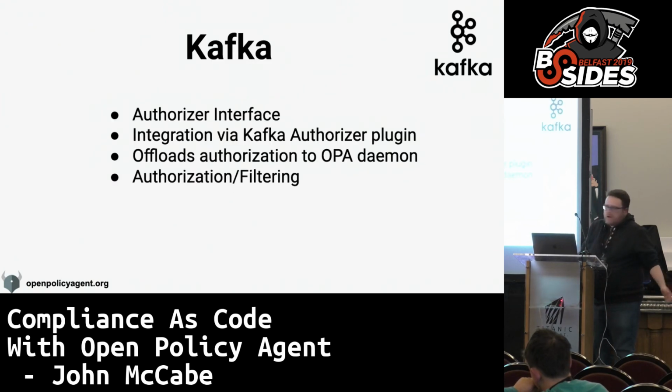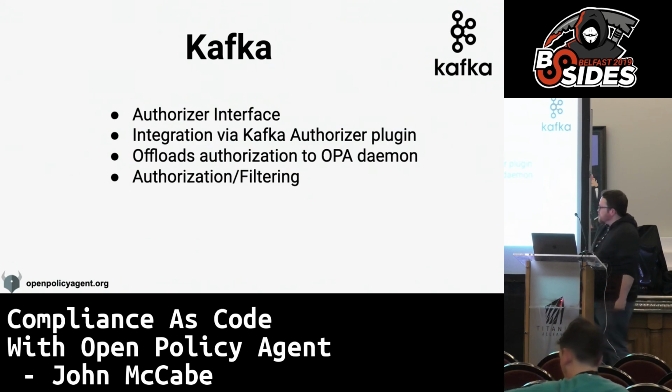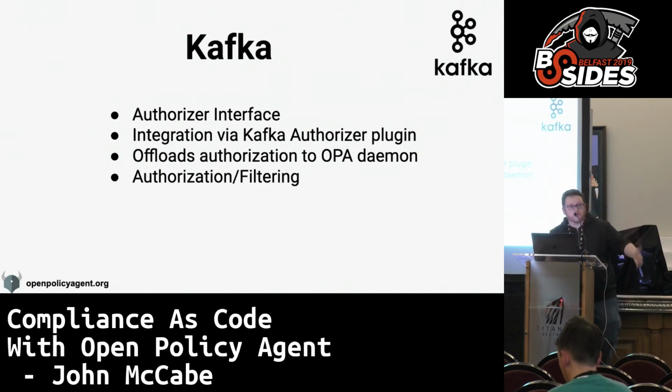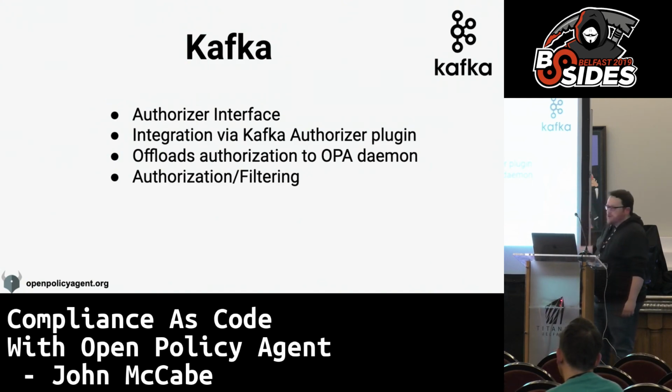Kafka is another big example. Kafka has an authorizer interface, and there's an example in the project of an implementation of an authorizer plugin that runs with Kafka. What it does is offload authorization to an OPA daemon. It allows you to do authorization, and it allows you to do filtering. So at runtime, by changing the configuration in the OPA daemon, you can limit who can see what, and suddenly you can control very granular things that would have required development cycles.